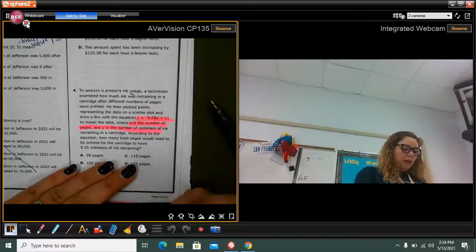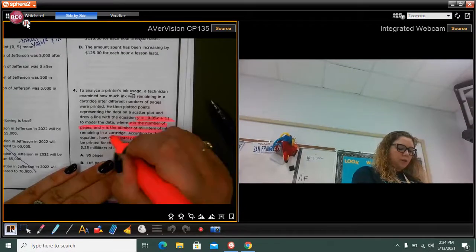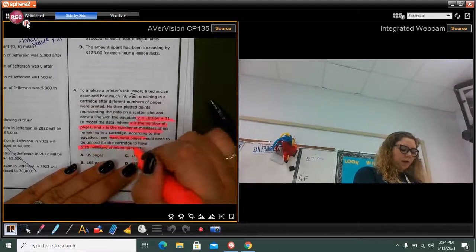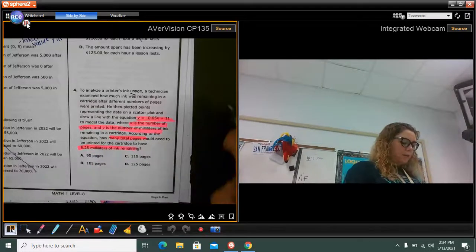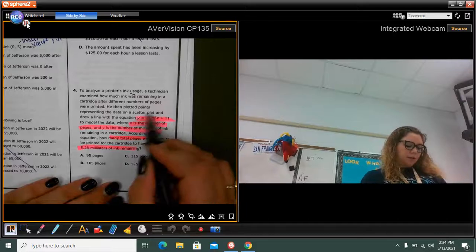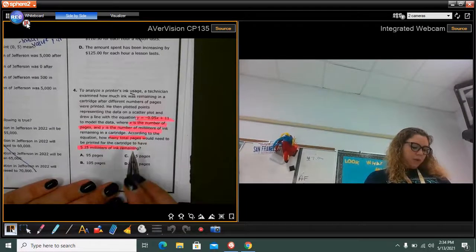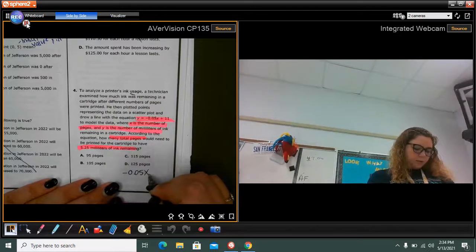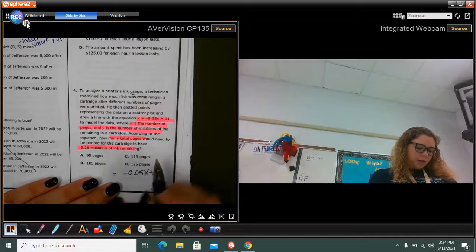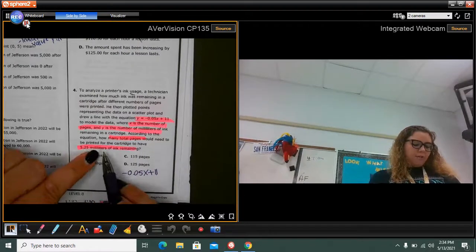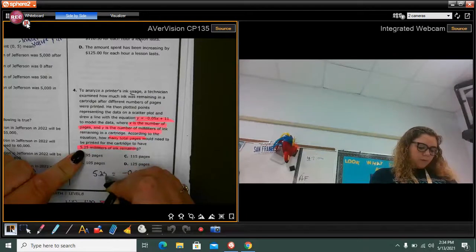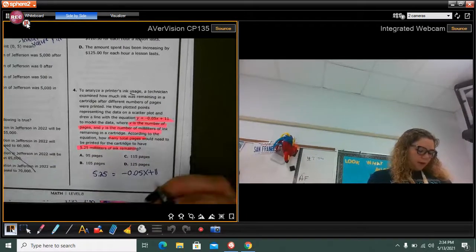According to the equation, how many total pages would need to be printed for the cartridge to have 5.25 milliliters of ink remaining? Okay, so I'm going to use this equation up here. So it wants to know how many total pages, which is x. So we are solving for x. If you have 5.25 milliliters, we know that is y. Okay, so we're going to solve for x and we'll have our answer.